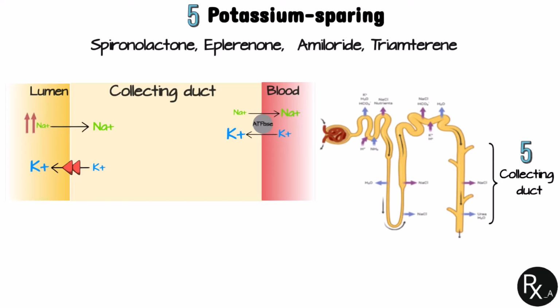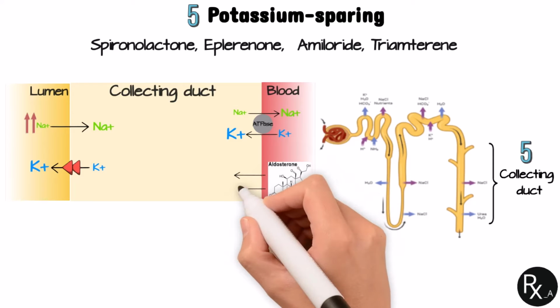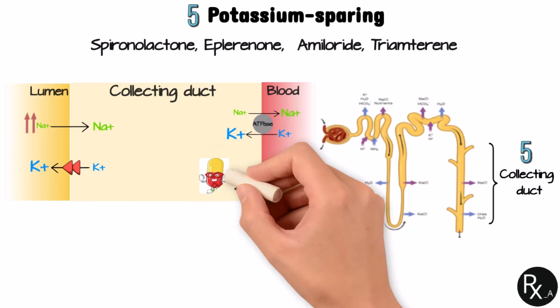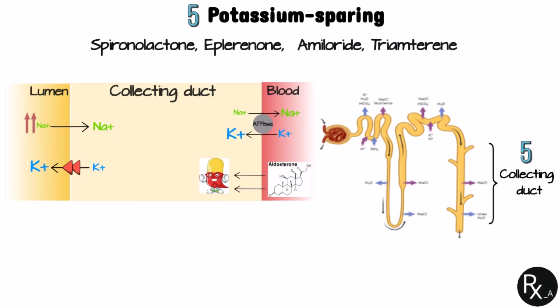Returning to the potassium-sparing diuretics, these drugs can be further divided into two groups according to their unique mechanisms of action. The first group functions by antagonizing aldosterone. Aldosterone is a hormone that enters cells, binds to an intracellular receptor, and stimulates the transcription of genes that encode sodium channels and sodium-potassium ATPases, increasing their expression. In other words, aldosterone increases the reabsorption of sodium and water as well as potassium secretion.